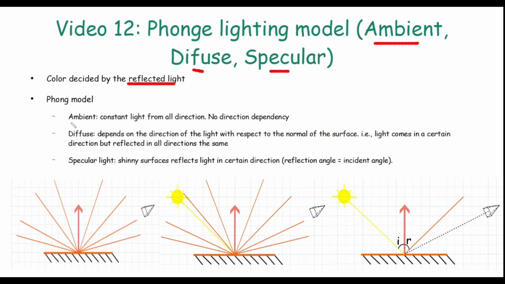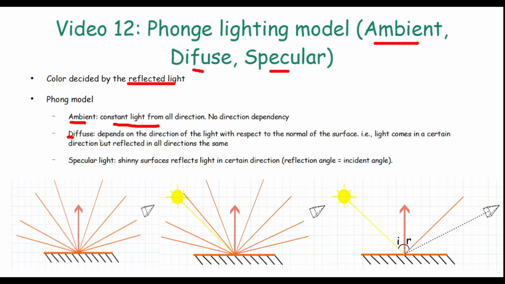The first element is the ambient. You can think of this ambient element as a light source which comes from all directions and also will be reflected in all directions. So basically it has no directional dependencies, not on the incident light, not on the reflected light. And using this ambient component, we will be adding a constant color to our objects.